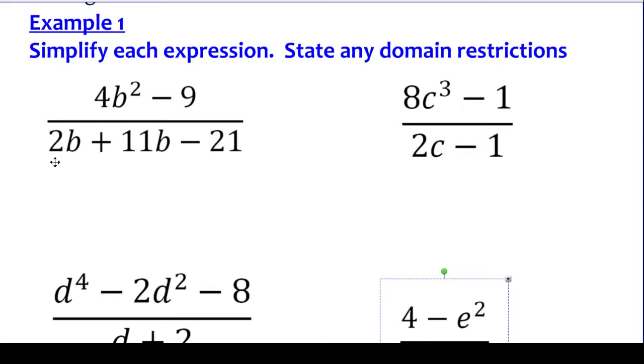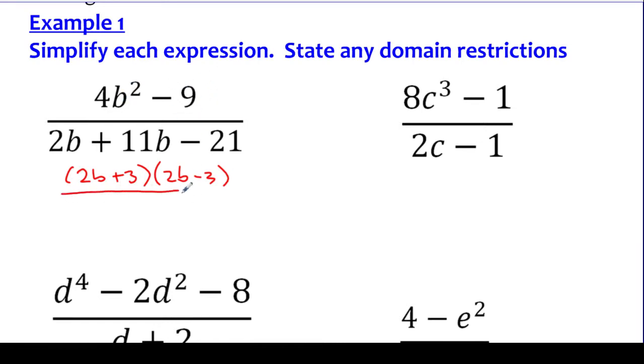So if I take 4b squared minus 9, that looks like the difference of 2 perfect squares. That would be the method that I would use to factor this one, and I would factor this into 2b plus 3 and 2b minus 3. So this is 2 times 2 and b times b, and this is 3 times 3, which is why I'm allowed to do that.